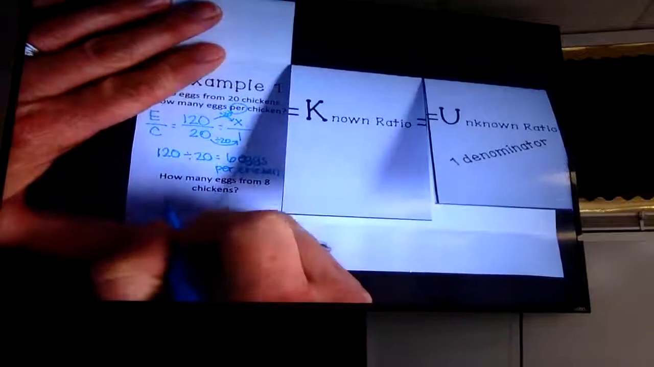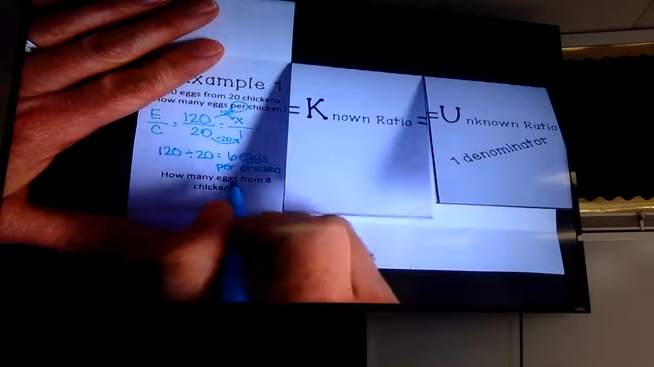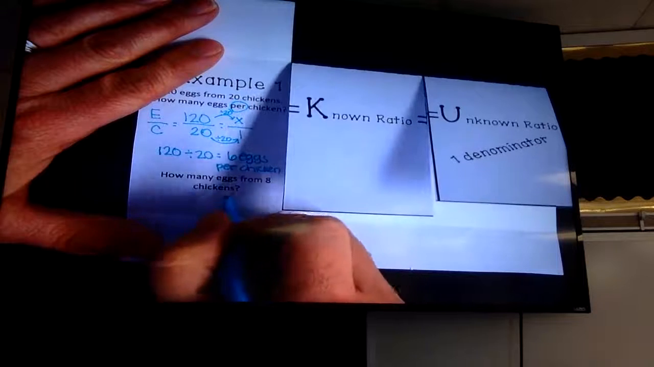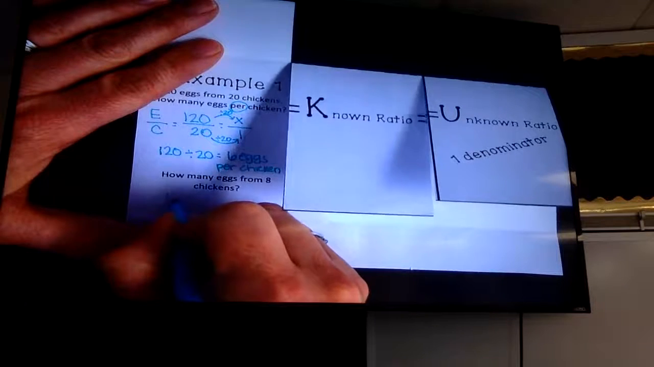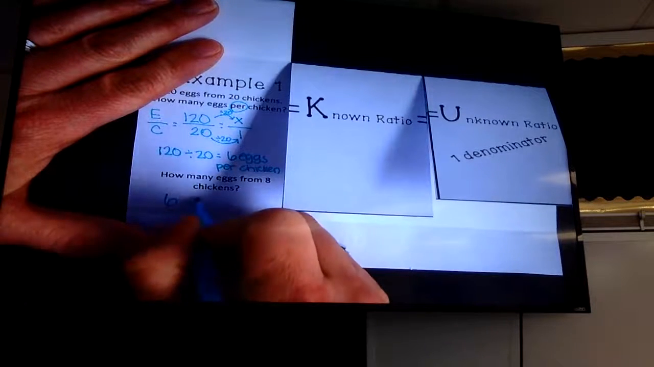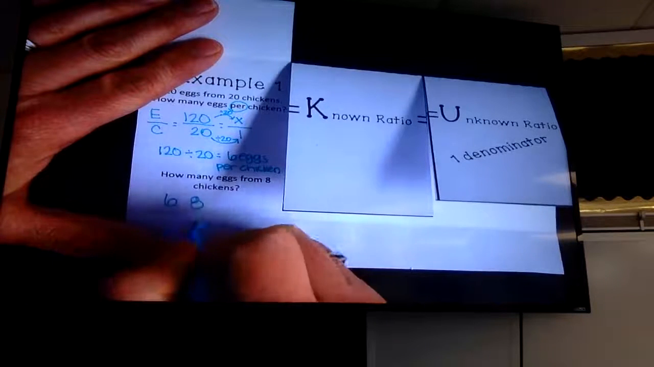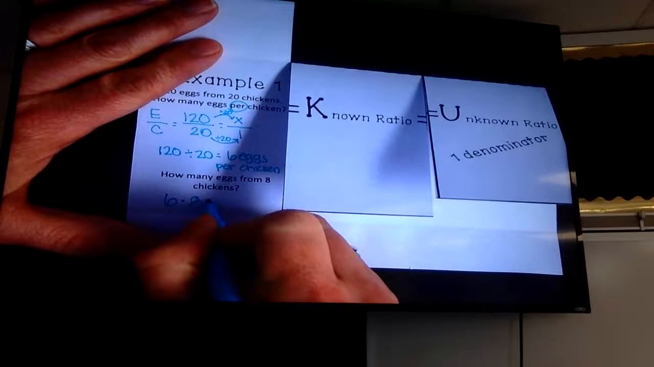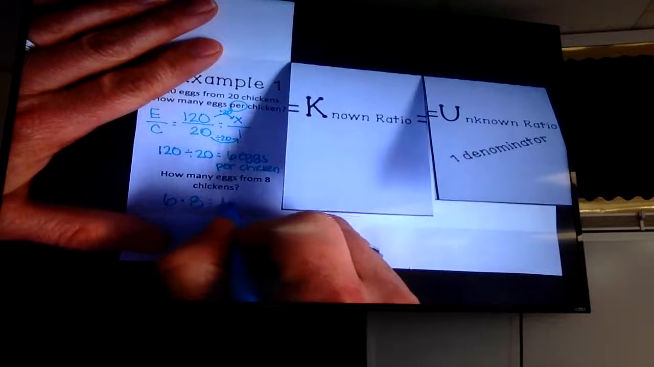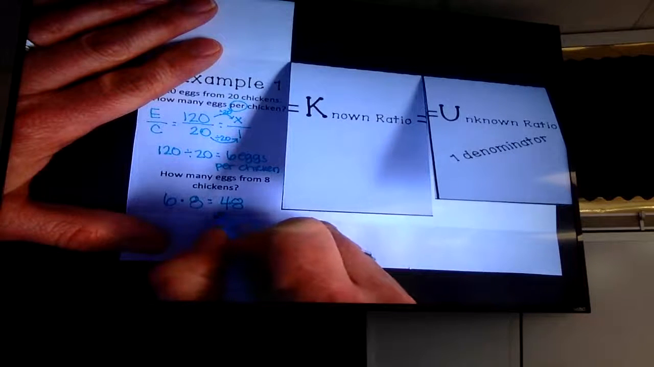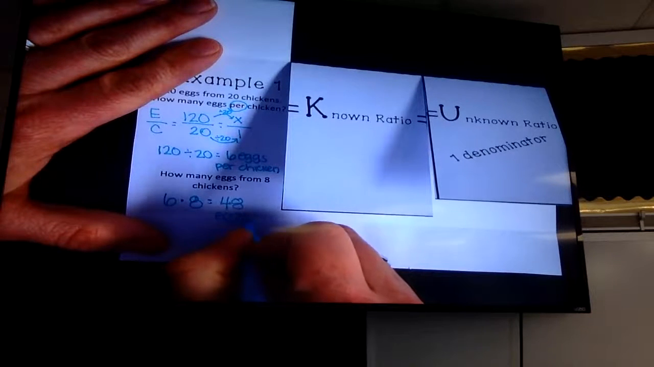Now I can go ahead and answer the second question. How many eggs from 8 chickens? Well, if I know it's 6 eggs per chicken, and I have 8 chickens, all I have to do is multiply those together to get my answer. I know that I will have 48 eggs from 8 chickens.